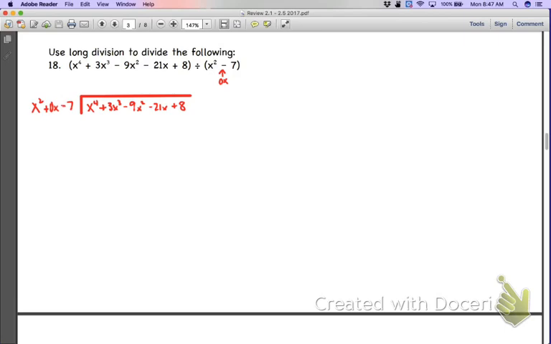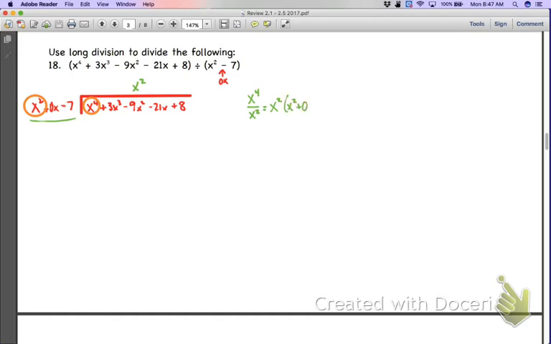Now I'm going to go a little bit backwards than how I normally did it. Remember, we always look at our lead value, so I'm going to take x to the fourth divided by x squared. I'm left with x squared. Now remember, all I do is just take what I have here and just multiply. So I'm going to put x squared above it. So the part that goes in here is going to be x squared.